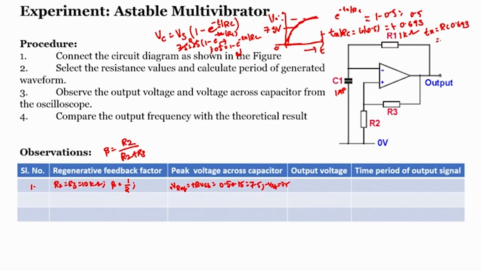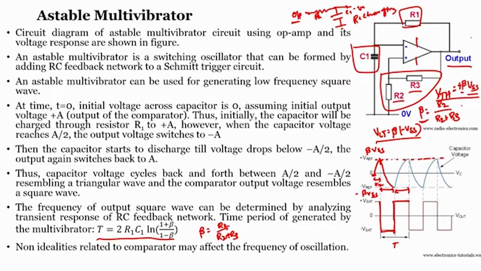What is RC? Previously we have seen R1 is 1 kilo, C1 is 1 micro. So, the RC value is 10 power minus 3, right. So, we will say 0.693 millisecond. Theoretically, we understood that the time taken from here to here is 0.693 millisecond. So, we will keep it, that is Tx.